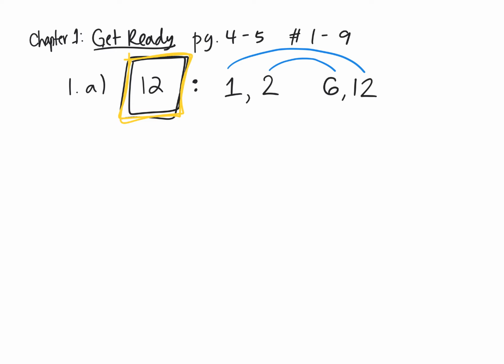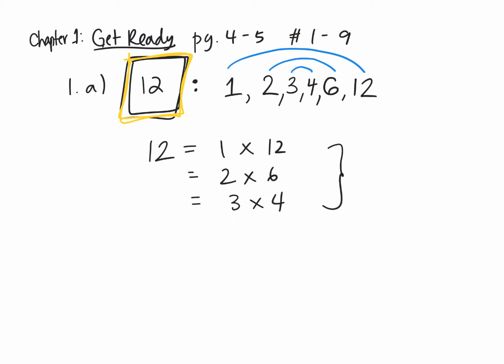6. Good. Does 3 go into 12? 3 times what is 12? I can't go further because I've already done all the numbers that go into 12. That's it. So you can write it like that, or you can write it the way we wrote it before. 1 times 12, 2 times 6, 3 times 4. These are all the factors of 12.